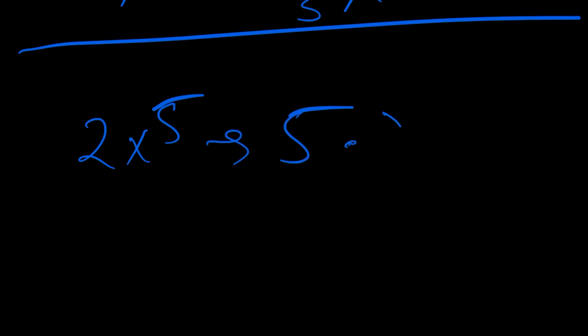Now, what happens if we have something in front of it? Let's say 2x to the fifth. Everything stays the same. You just multiply by that number in the front. So we carry down the 5, multiply by the 2, keep an x, subtract 1, 10x to the fourth.